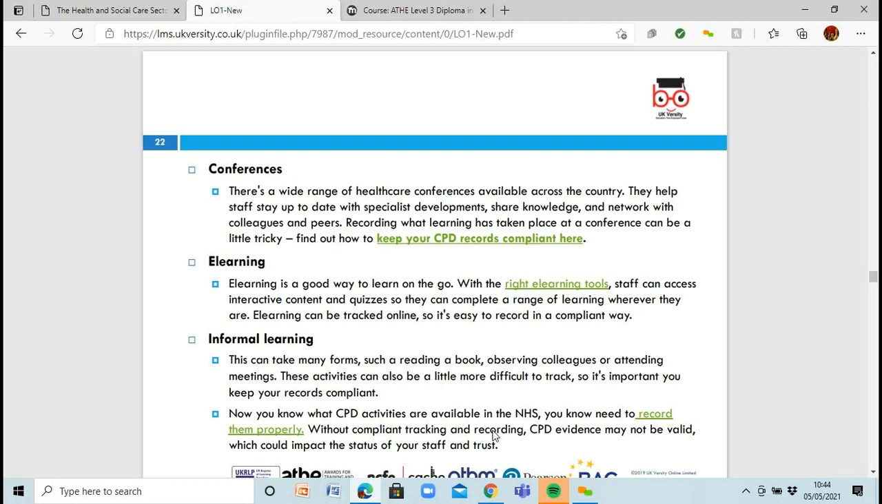So you can do conferences, you can do e-learning, you can do informal learning, again, like you're just looking at someone reading a book. But what you need to make sure is get a diary, a monthly diary or a yearly diary or just a notebook. Every single thing that you do, you need to log it properly. So depending on where you work, you'll have a CPD log. It might be electronic, it might be paper-based, but you'll have something there that you can log all of your CPD onto.